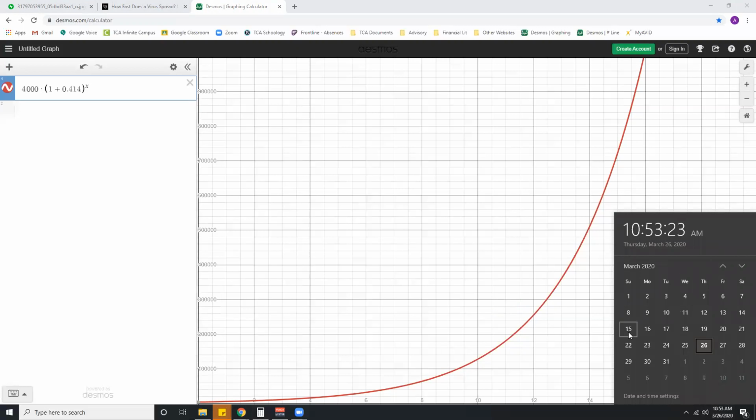Now, looking at the calendar, we are the 26th of March. That information started on the 15th, so that's going to be 7, 8, 9, 10. We're on the 11th day. If we didn't have any precautions or any measures in place, 12, 13, 14, by this Sunday, the 29th, I want you to find out how many cases of coronavirus would exist in the US given this model.